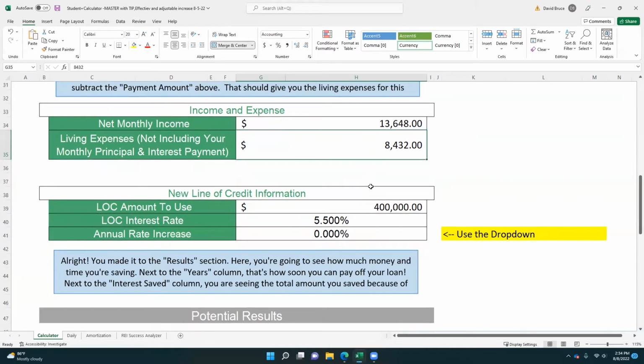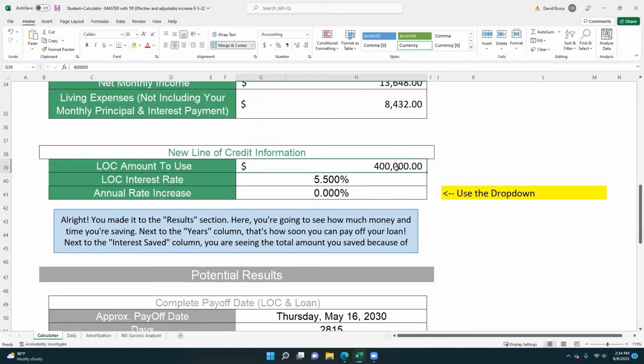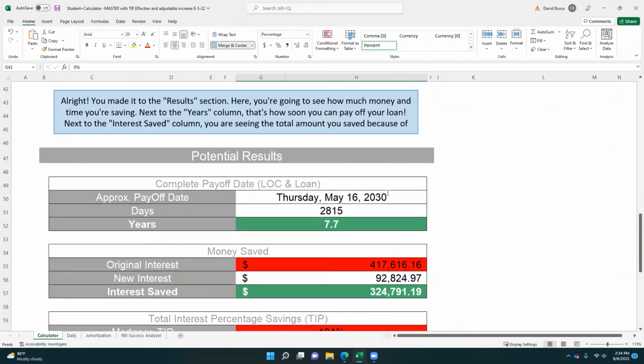So what we're doing here, in the new line of credit information, is saying that we're going to do $400,000 as a first lien position HELOC. We're going to do this at a 5.5% interest rate. And at this point, we aren't going to have any annual rate increase in here yet. Now, I will go back and change that and show you something that you'll find quite interesting. But for right now, we're going to start at 5.5%, treat it as a fixed, that way the rate's not changing. And then we're going to come down here and look at the results.